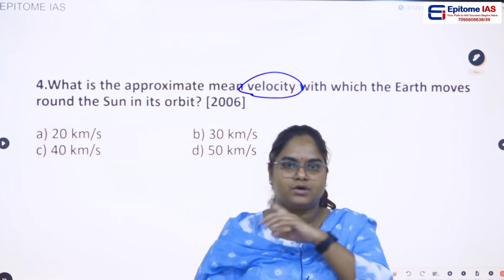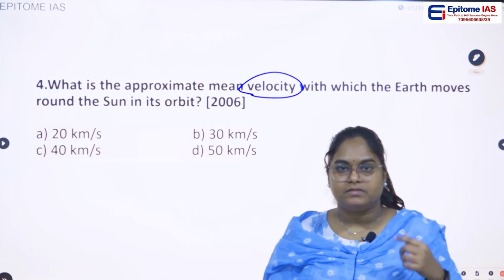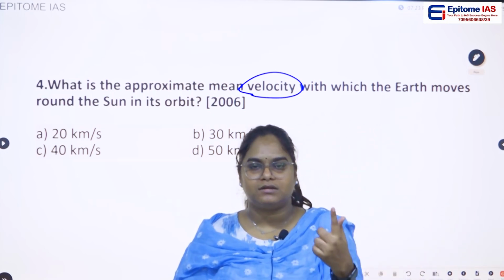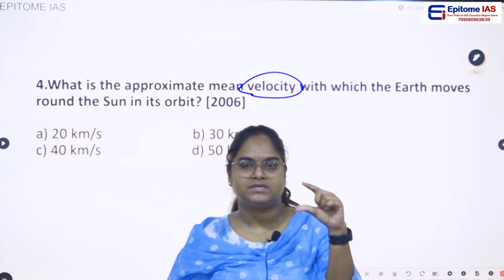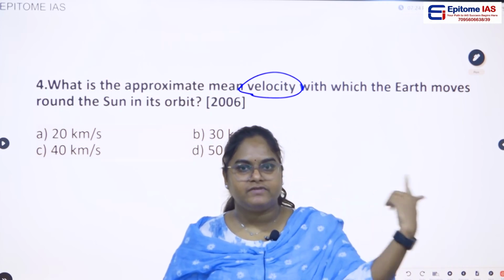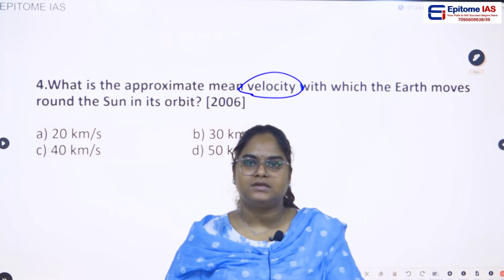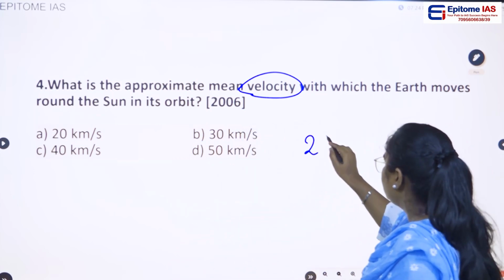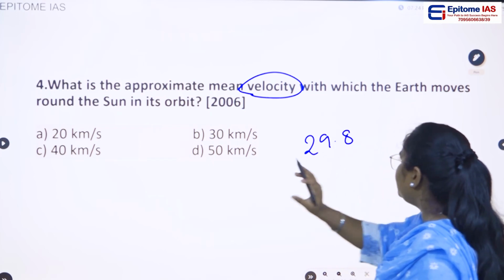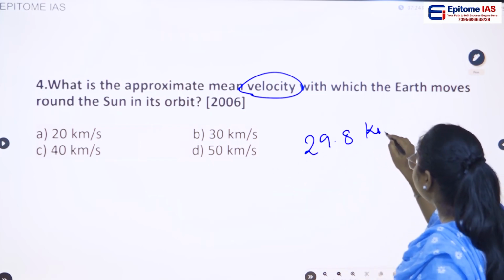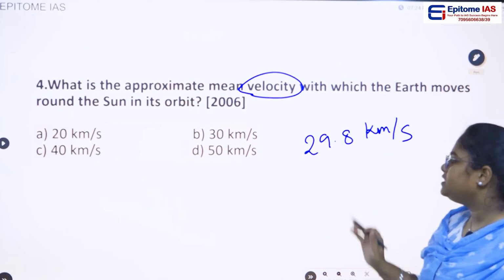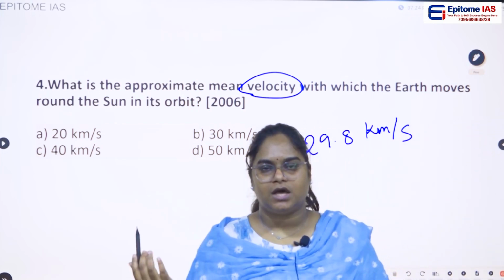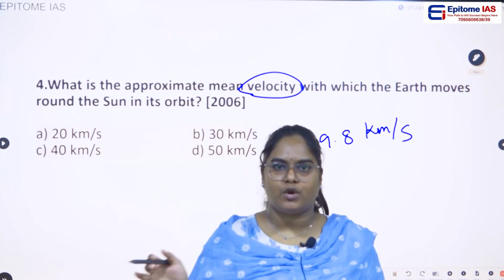If you see here, in the question they are asking the speed at which the Earth is revolving around the Sun. They are asking what the mean velocity is. This is actually a very factual question and the answer would be 29.8 kilometers per second. At this particular speed, the Earth is revolving around the Sun in its own orbit.